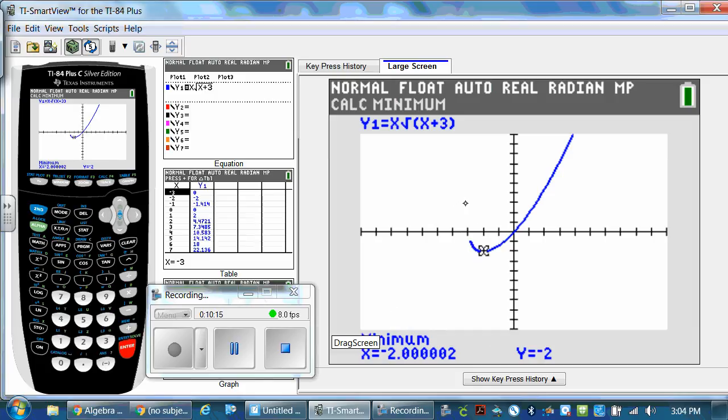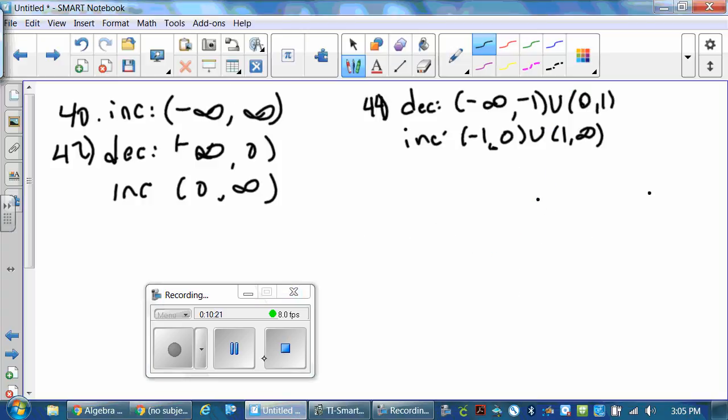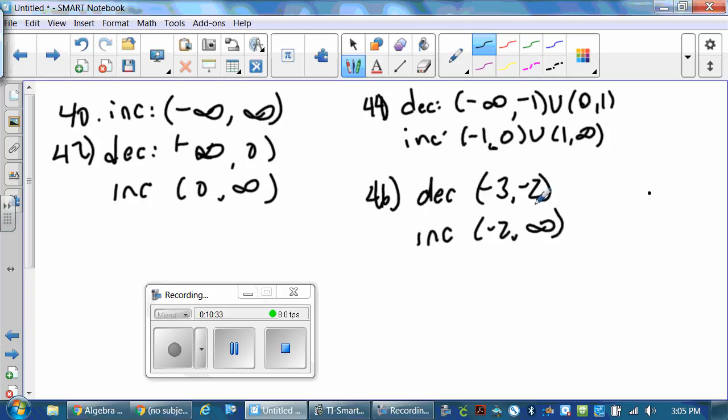So this graph is decreasing from -3 to -2, and then it's increasing from -2 to infinity. So 46 is decreasing from -3 to -2, and increasing from -2 to infinity. I am over 10 minutes, so I'm going to go ahead and stop, and I'll pick up with 48 on the next one.